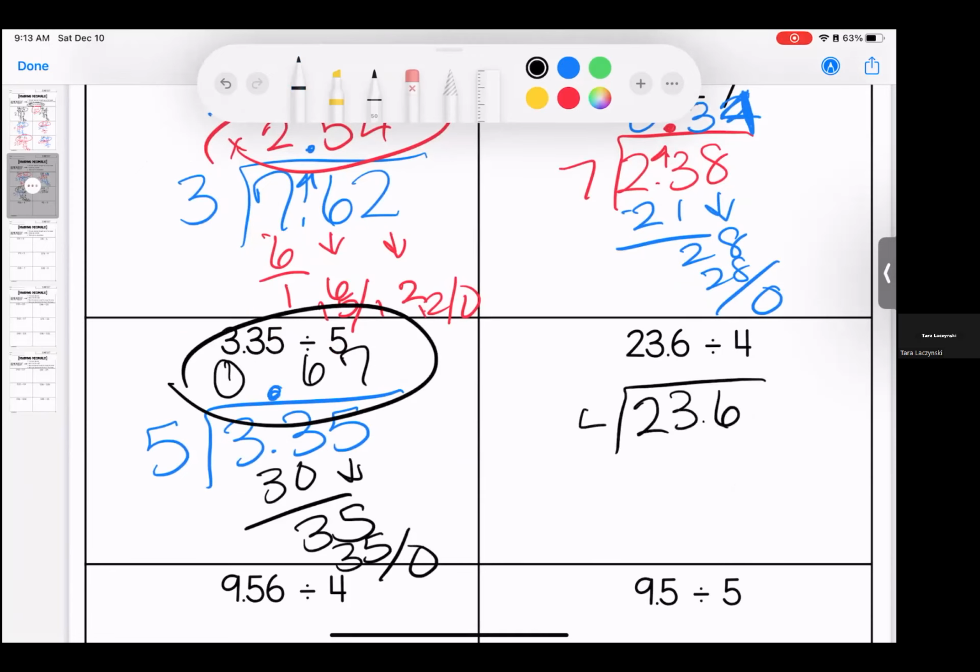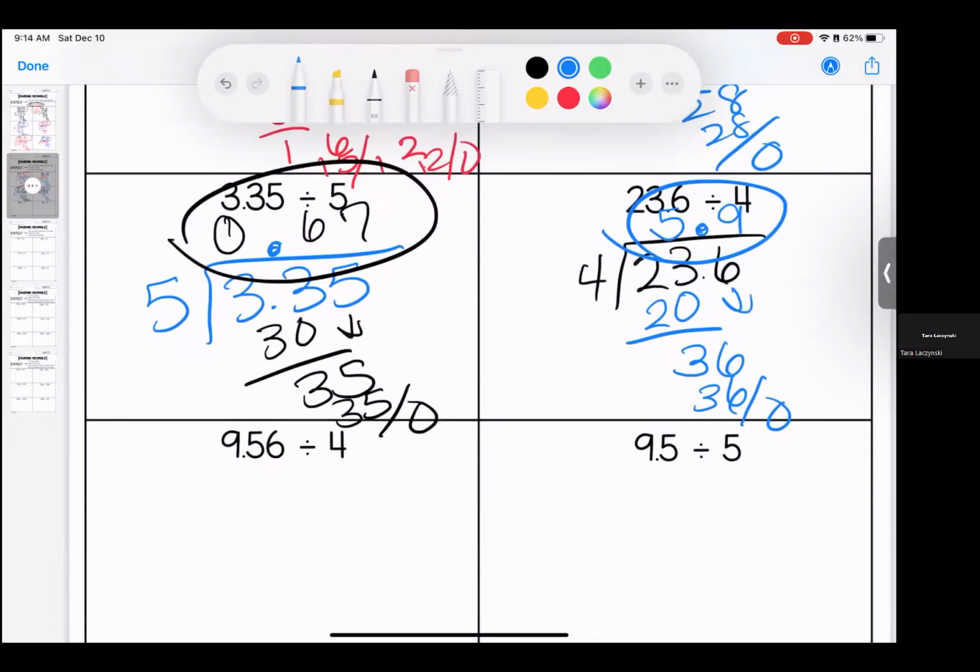23 and 6/10 divided by 4, decimal on the roof, and let's go. 4 does not go into 2, but it does go into 23. 5 times 4 is 20. Subtract for 3. Notice that this 5 is in front of the decimal because the 23 is in front of the decimal in our answer. Bring down the 6. 4 times 9 is 36. That leaves me with 5 and 9/10.